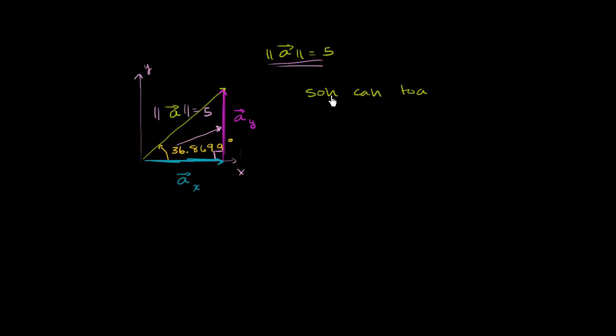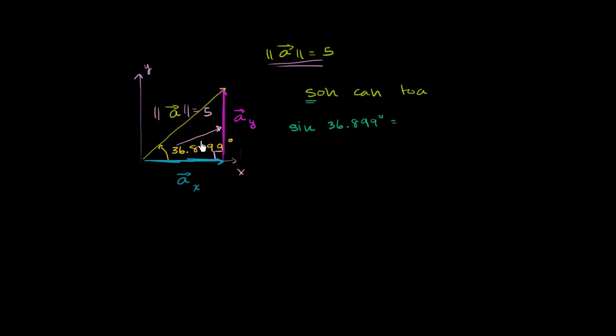Sine is opposite over hypotenuse. Cosine is adjacent over hypotenuse. Tangent is opposite over adjacent. So we have the angle, we want the opposite, and we have the hypotenuse. So we could say that the sine of our angle, the sine of 36.899 degrees, is going to be equal to the opposite over the hypotenuse.